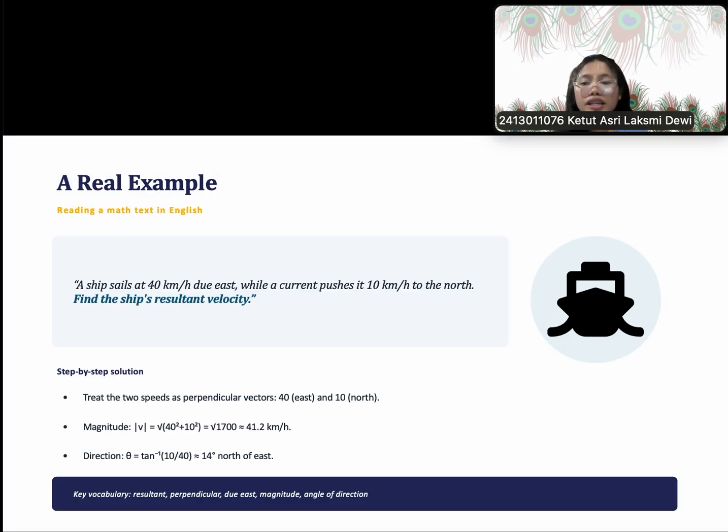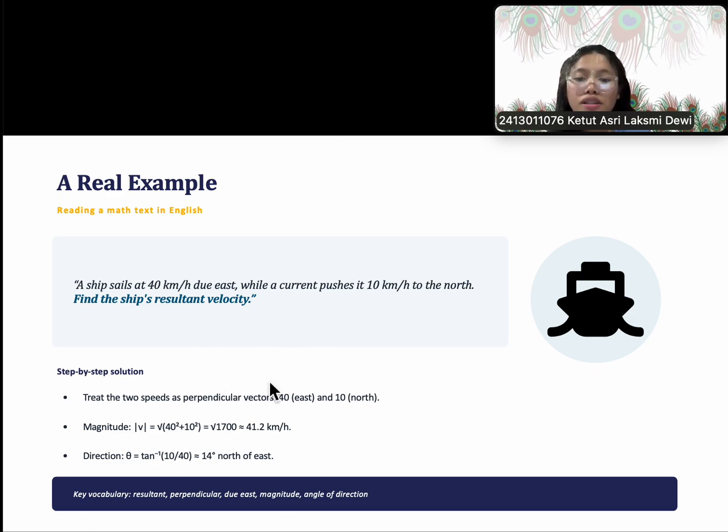Let's practice reading a mathematical problem written in English. Here is the text: a ship sails at 40 km per hour due east, while a current passes at 10 km per hour to the north. Find the ship's resultant velocity. Let's solve this together, step by step.